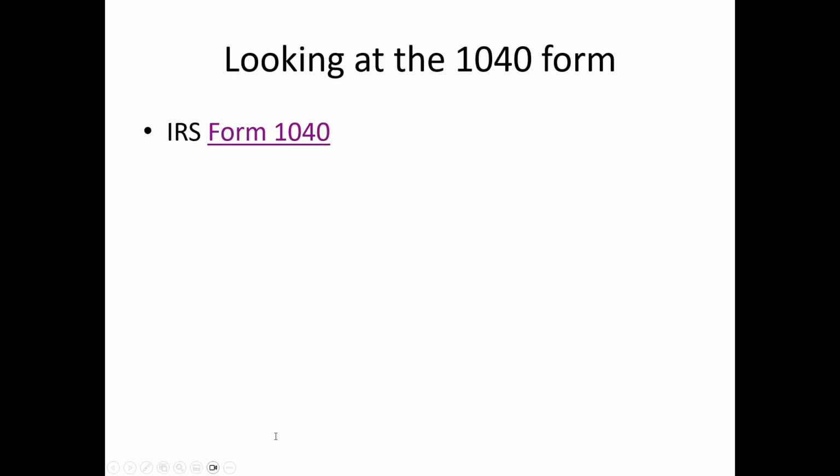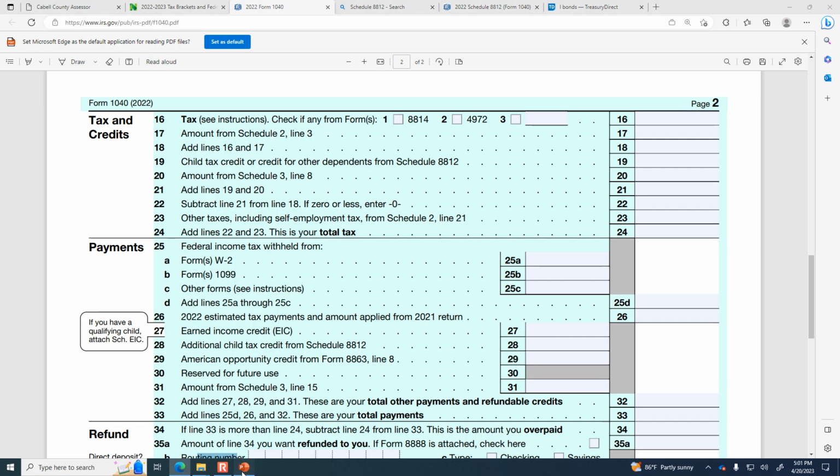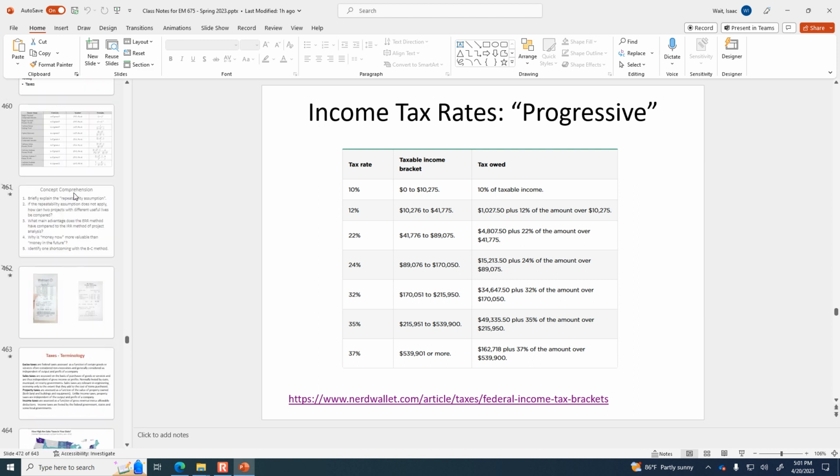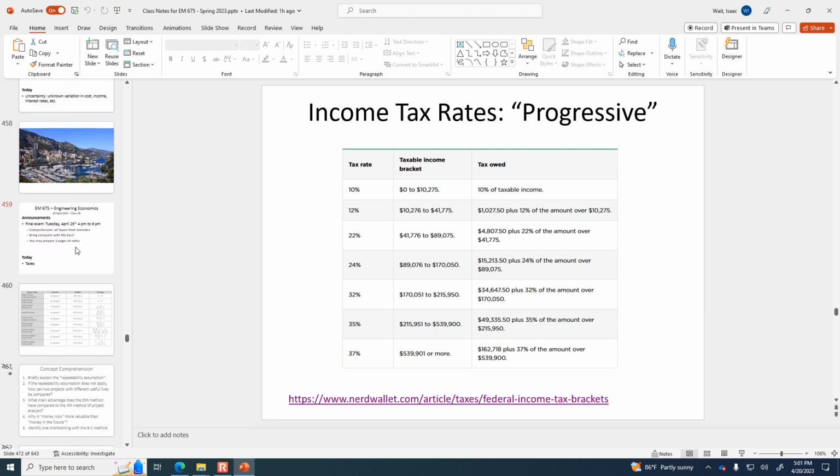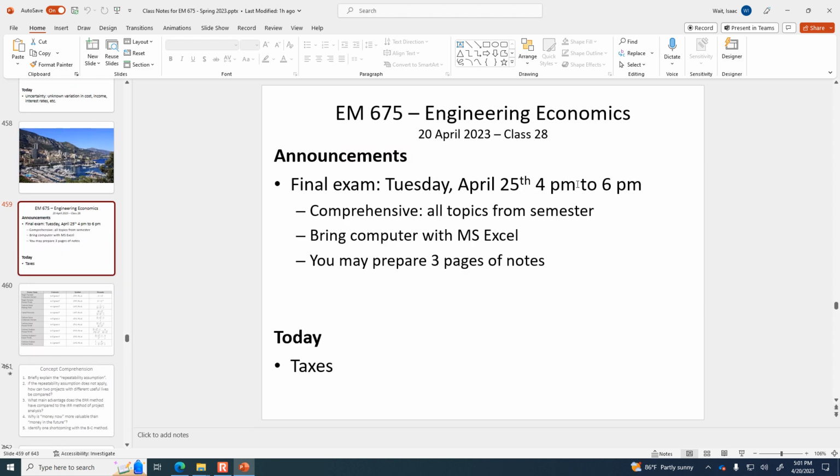Let's just take one last look at these exam-related announcements. Our test is on Tuesday from 4 to 6. Does anybody have questions about the parameters of the exam?